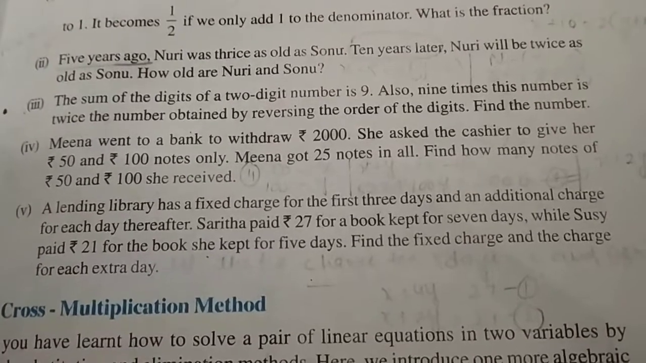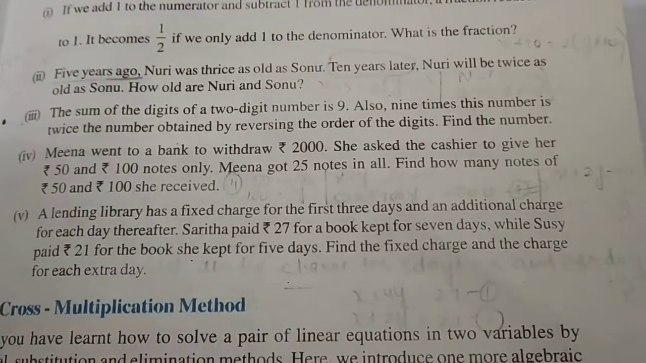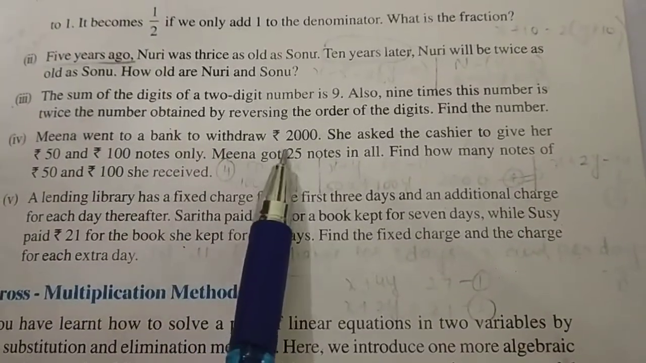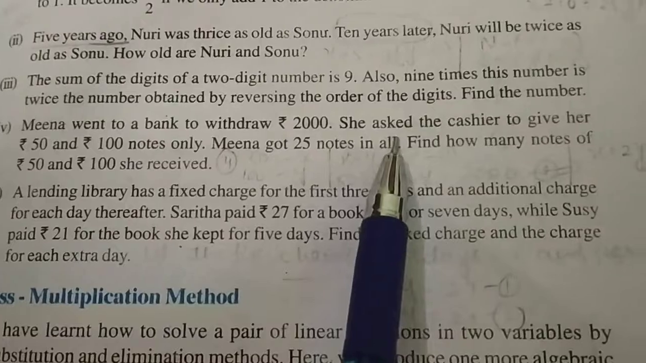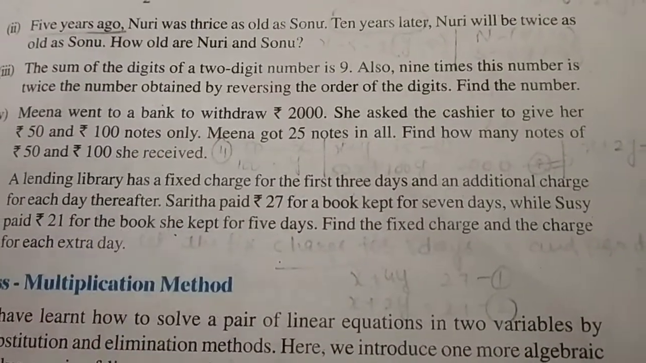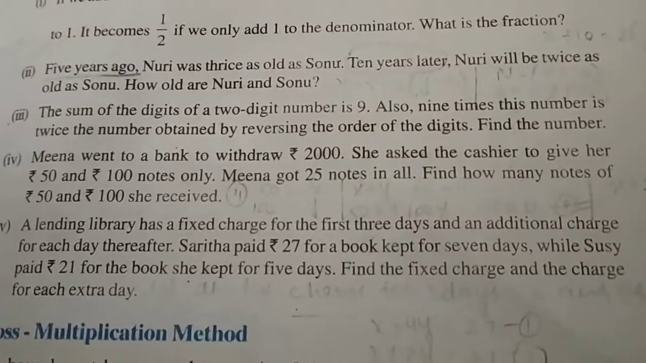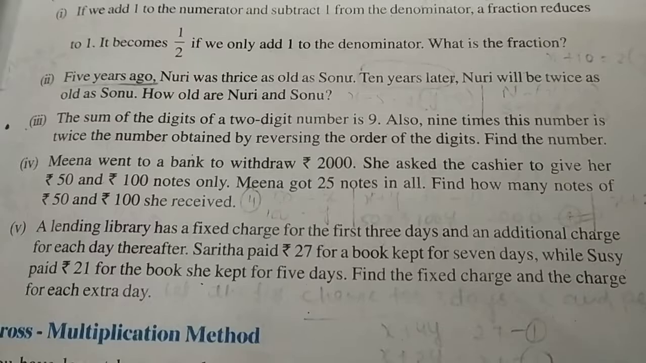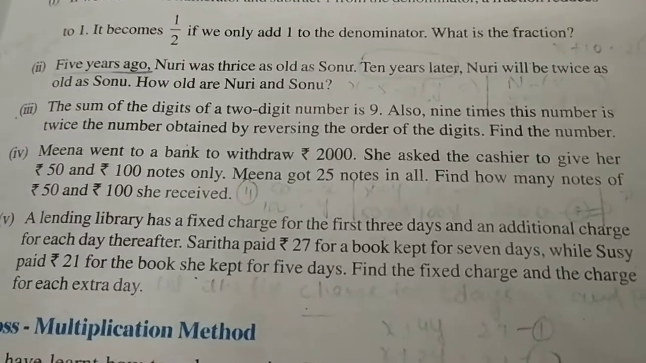Okay, let's come to the fourth part now. It's given to you. Meena went to a bank to withdraw rupees 2000. She asked the cashier to give her rupees 50 and rupees 100 notes only. Meena got 25 notes in all. Find how many notes of rupees 50 and rupees 100 she received.